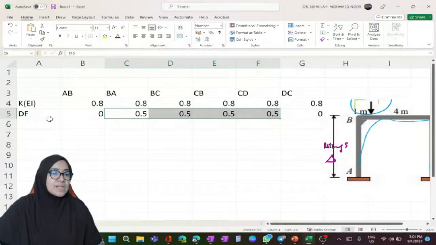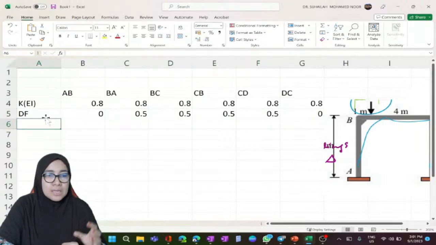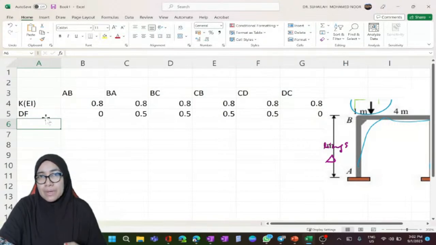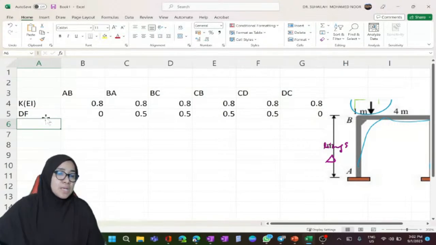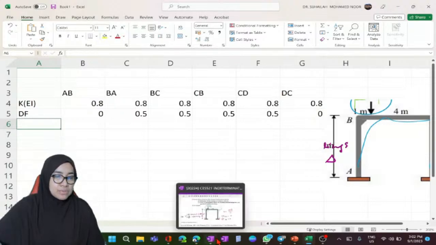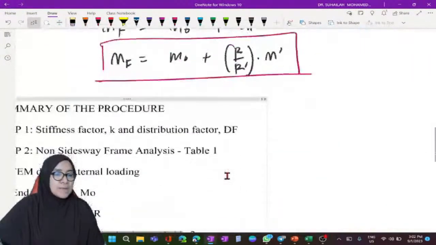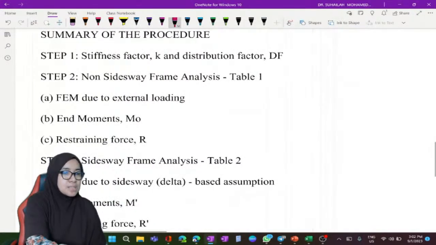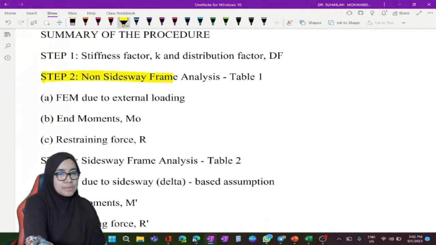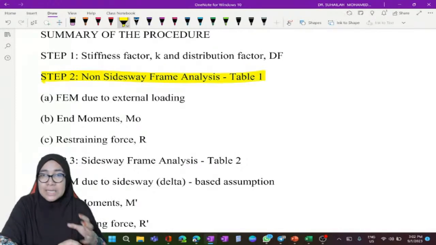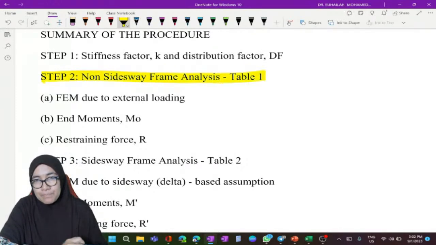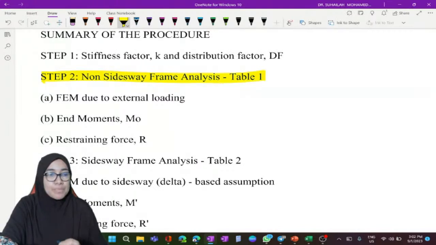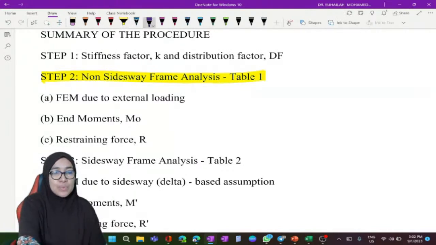So the first value in the table, this is table number 1. Always remember that in table number 1, we are referring to step number 2 here. It is a non-sidesway frame. So the diagram for this will be like this.